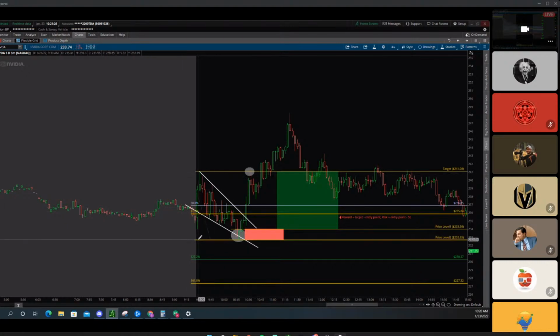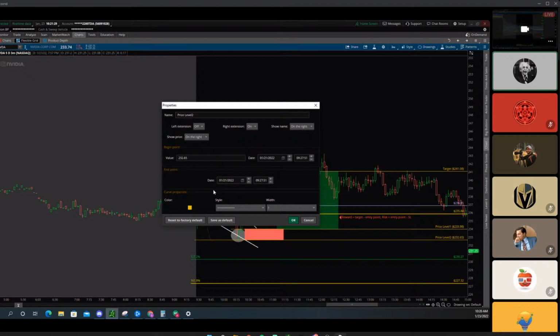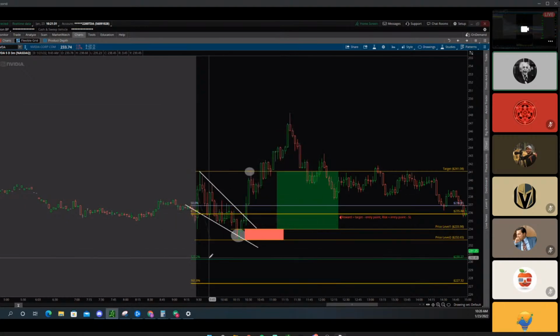Sorry to interrupt you. Can you double click on that so I can screenshot your properties? Yeah, yep, we can do that.